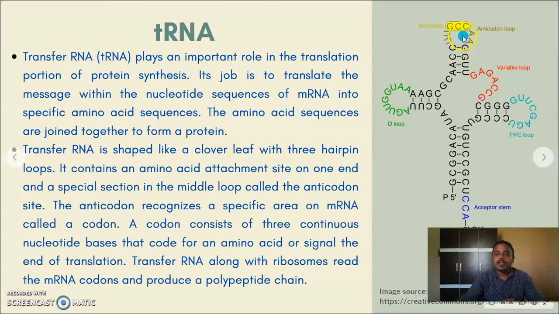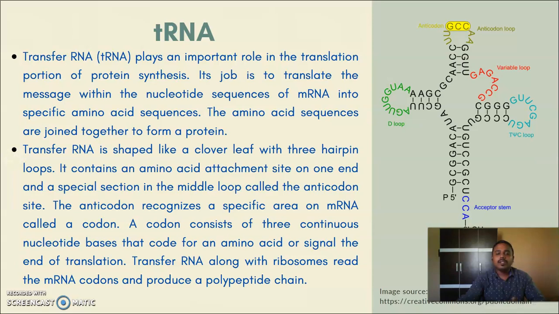In this anticodon site, we have already seen what a codon is in our previous image. Codon means 3 nucleotide bases. So this anticodon is going to be complementary to your codon. For example, if in your mRNA it is CGG, your anticodon will be GCC, which is complementary to, or pairing with, your mRNA strand. This anticodon recognizes a specific area on mRNA called a codon.